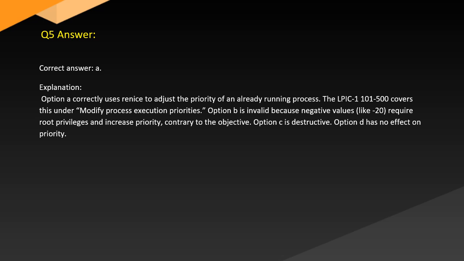Answer. Correct answer A. Explanation. Option A correctly uses renice to adjust the priority of an already running process. The LPIC 101-500 covers this under modify process execution priorities. Option B is invalid because negative values like -20 require root privileges and increase priority, contrary to the objective. Option C is destructive. Option D has no effect on priority.